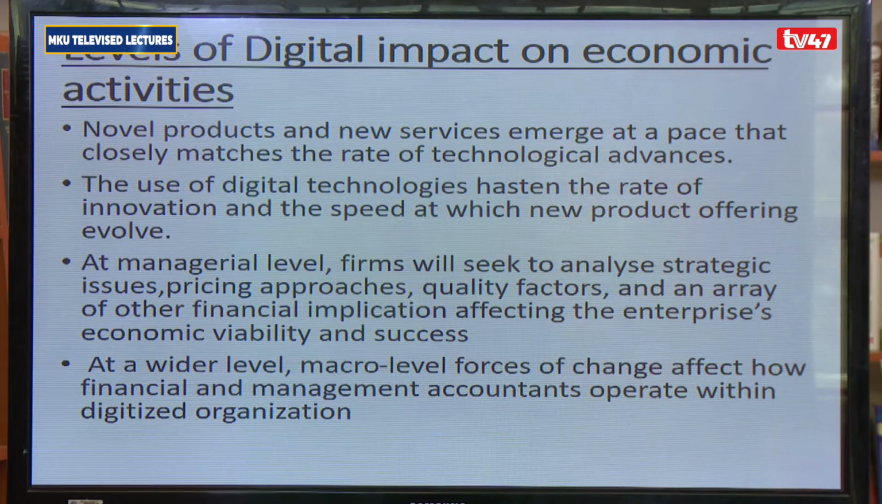So at the managerial level, firms will seek to analyze strategic issues, pricing approaches, quality factors, and an array of other financial implications which are affecting the enterprise economic viability and success. All these aspects related with strategic decisions are made by the Board of Governors, and for them to make these strategic decisions, they have to use digital technology in order to increase the precision of the decisions they are making. At the same time, they are using it to enhance the quality of the products they are offering. In order to avoid many complaints from the customers, you can produce the products using this technology, and you can reduce those dissatisfactions among the customers.